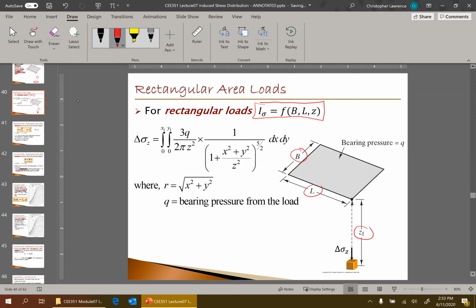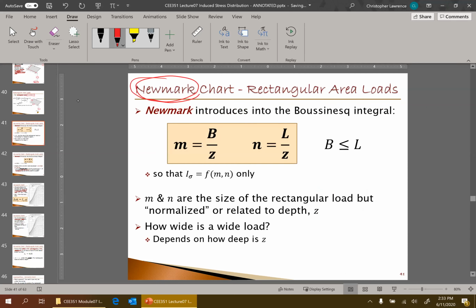So Newmark introduced this concept to further develop the Boussinesq equation. What this is now is the relative width, normalized or relative to the depth. So the relative width, m, and the relative length, n. Now, if it's a square, b equals L. You can still use this technique.